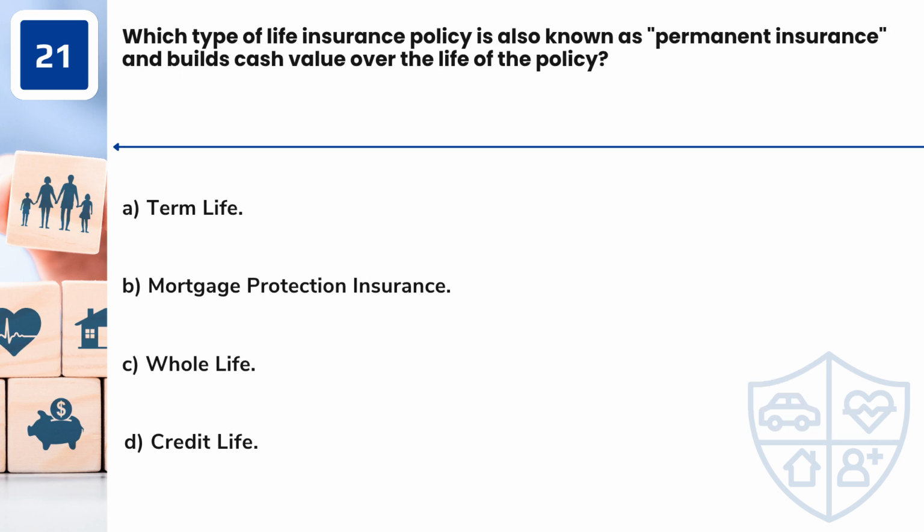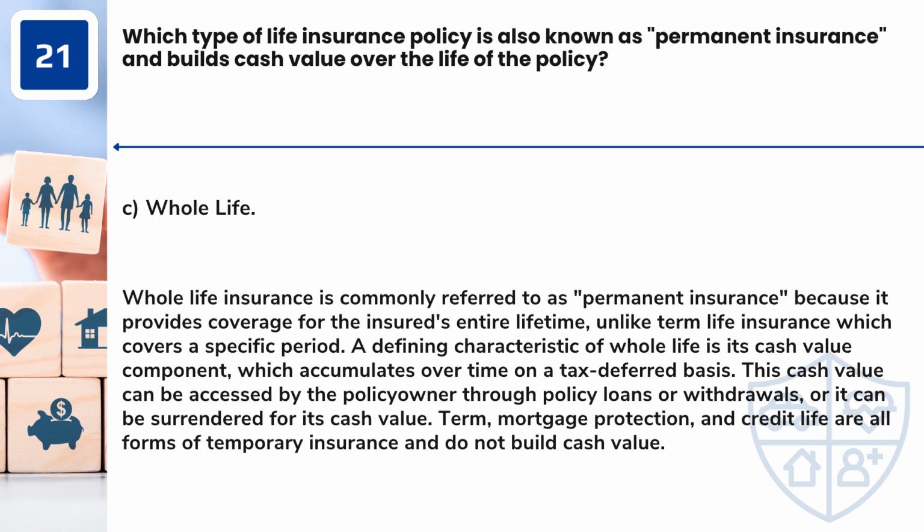Question 21. Which type of life insurance policy is also known as permanent insurance and builds cash value over the life of the policy? A. Term life. B. Mortgage protection insurance. C. Whole life. D. Credit life. Answer: C. Whole life.